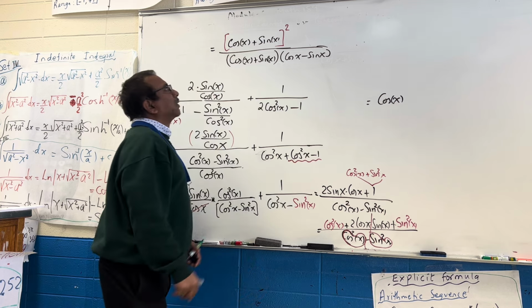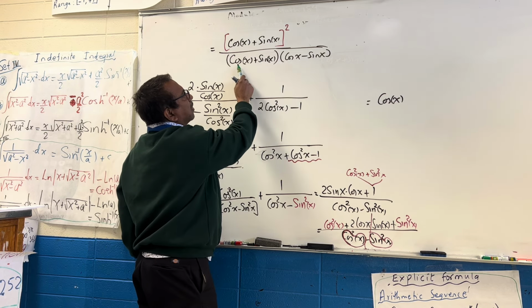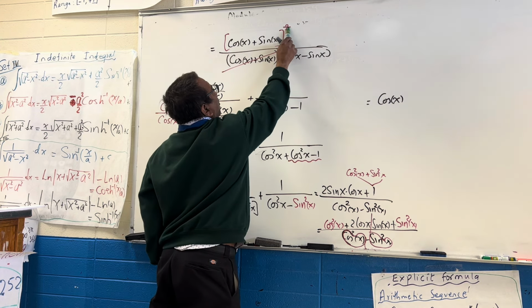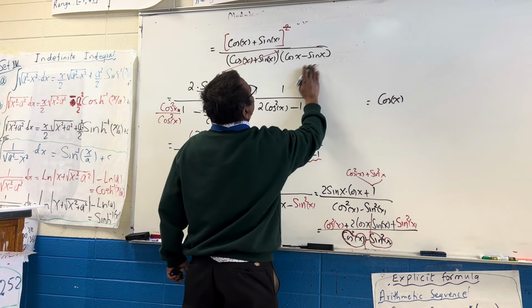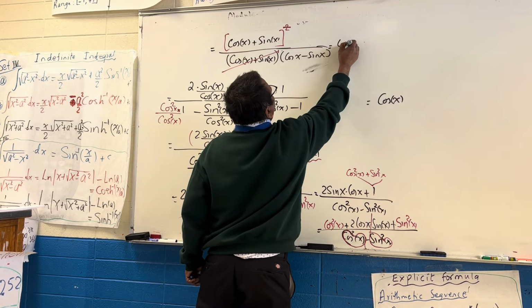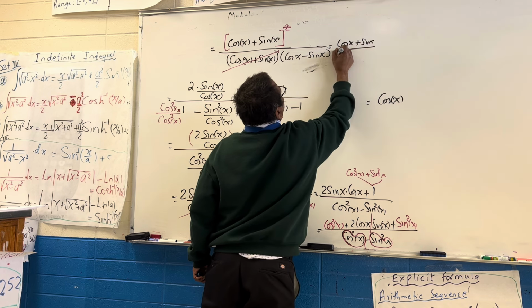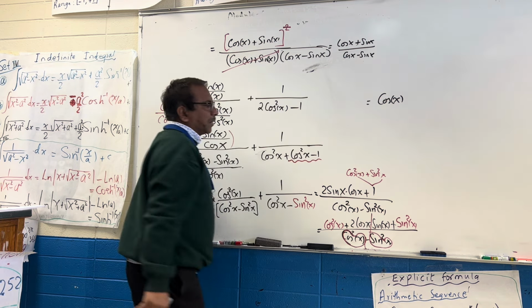Okay? So there are two cosine plus sine, and this is a single, this is one. So this whole thing crosses out one of them. And then that's how you're left with cosine x plus sine of x divided by cosine x minus sine of x. Okay? And then we are done.